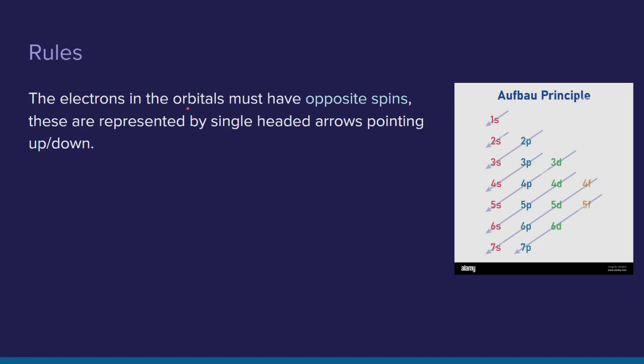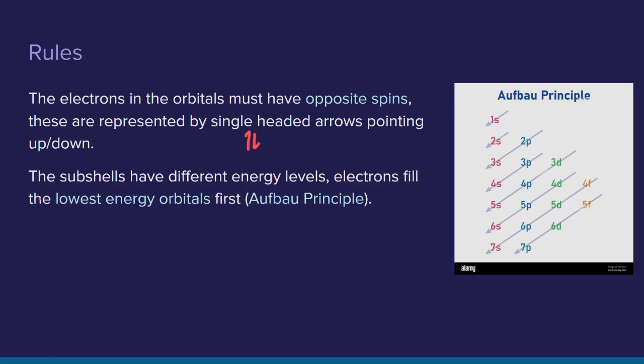So here are the rules. The electrons in the orbitals must have opposite spins. Spin is just a property of particles. They're not actually spinning, I don't think. And these are represented by single-headed arrows pointing up and down. They have opposite spins. The subshells have different energy levels, and electrons will fill the lowest energy orbitals first, which is the Aufbau principle. Probably not pronounced that right, but you can see the energy.